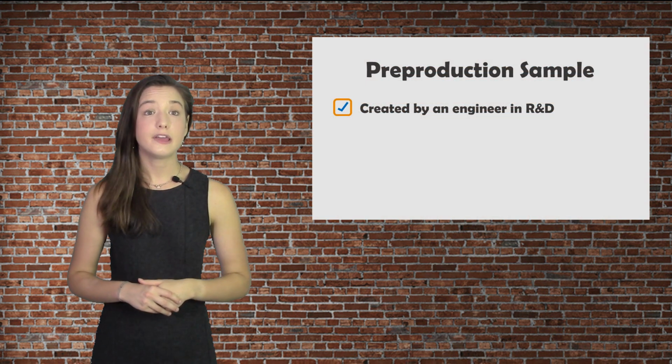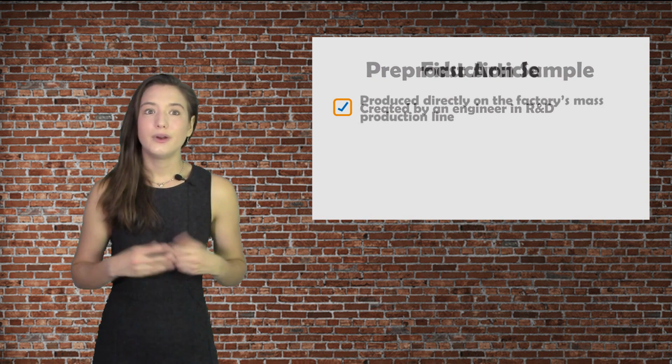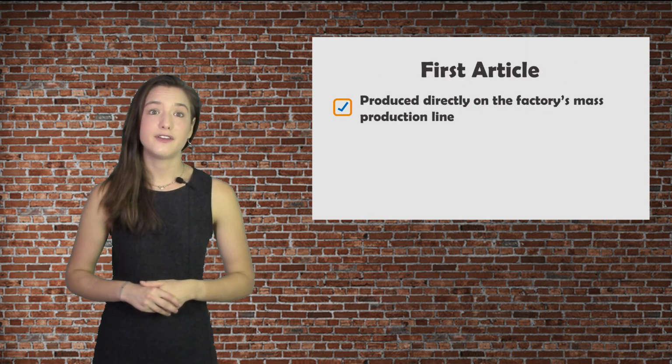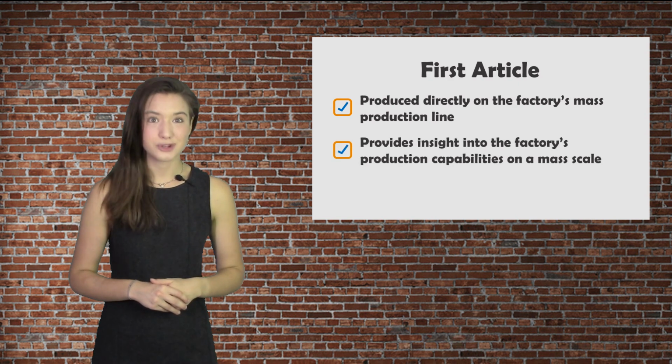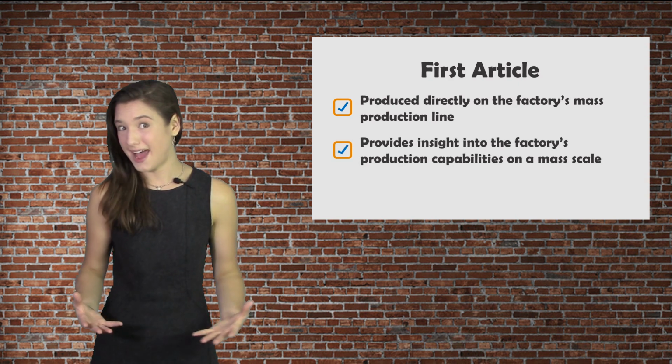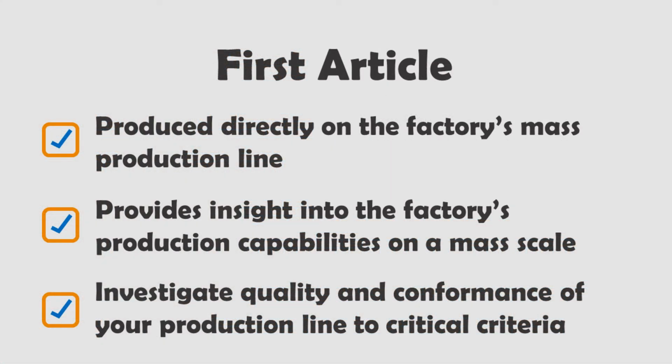A first article is different from a pre-production sample. A pre-production sample is typically created by an engineer in the research and development department, whereas a first article is produced directly on the factory's mass production line and provides insight into the factory's actual production capabilities on a mass scale. First article inspection allows specific importers to investigate the quality and conformance of your production line to critical criteria.